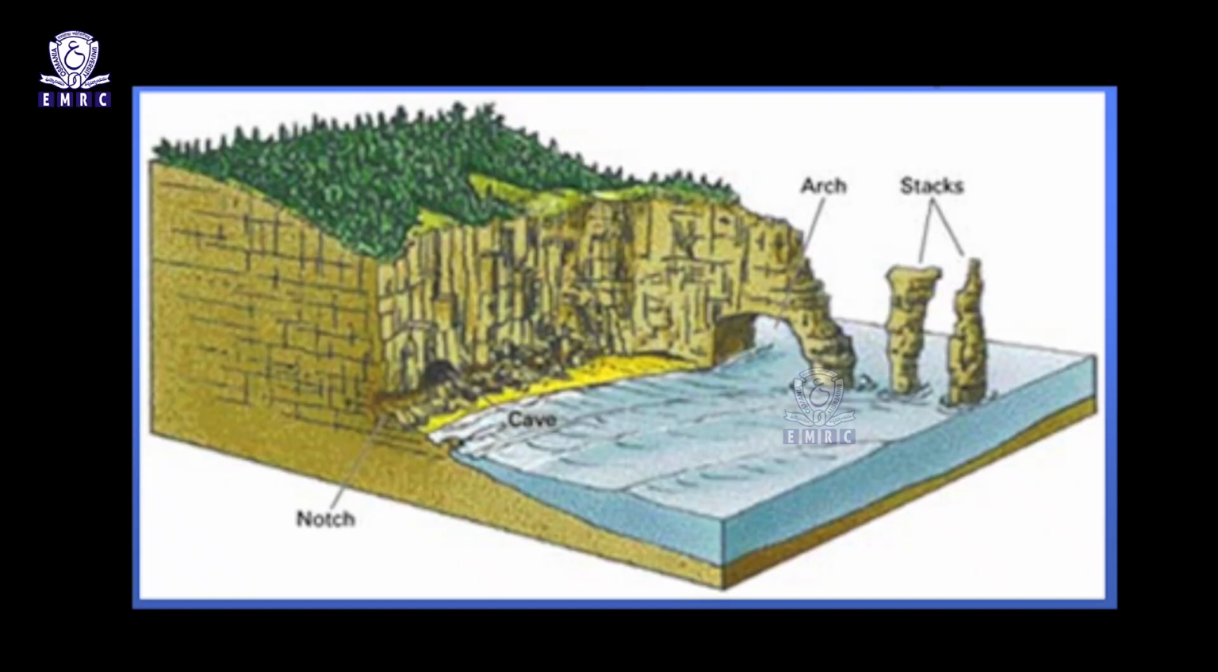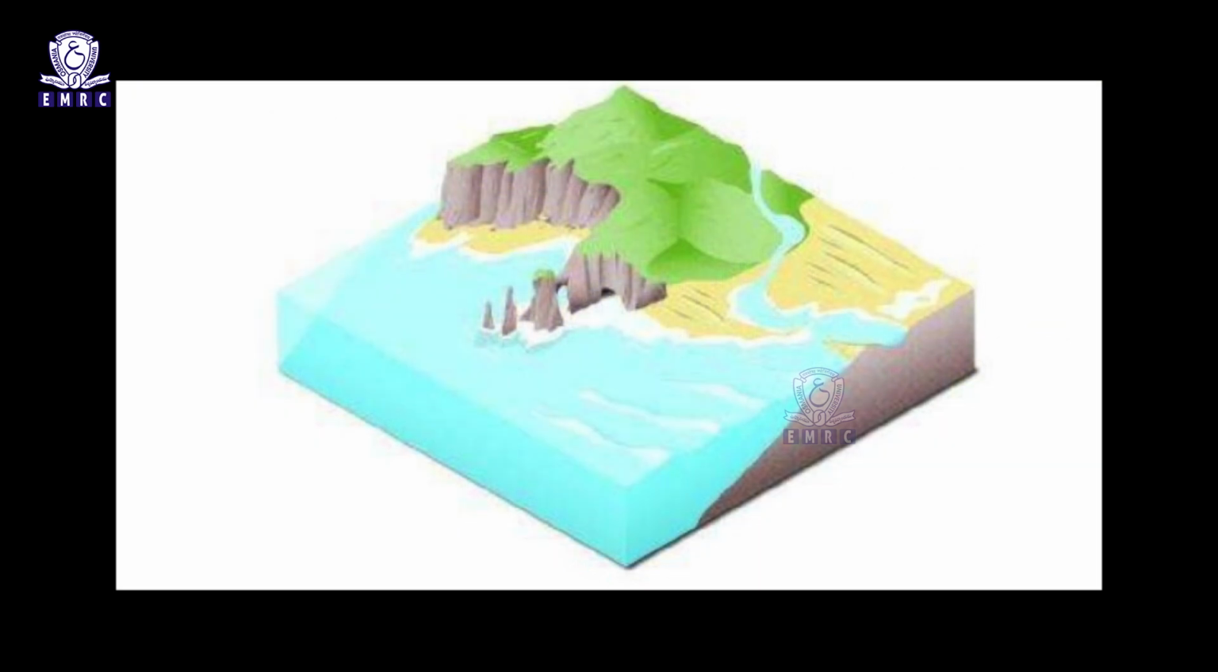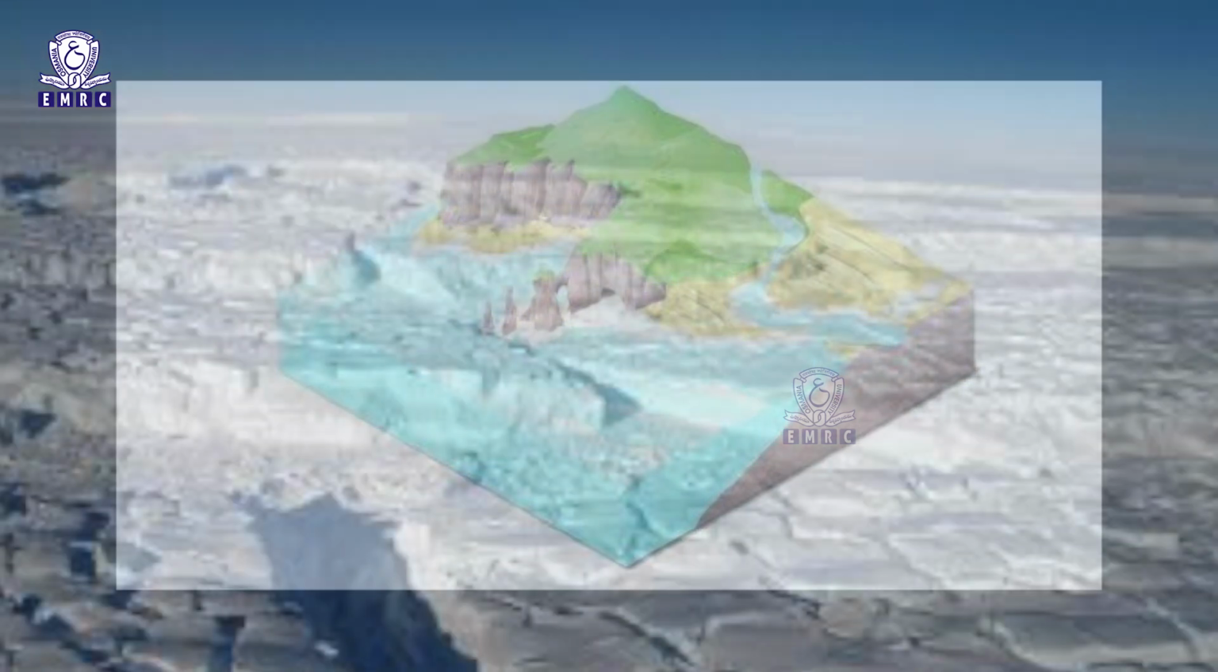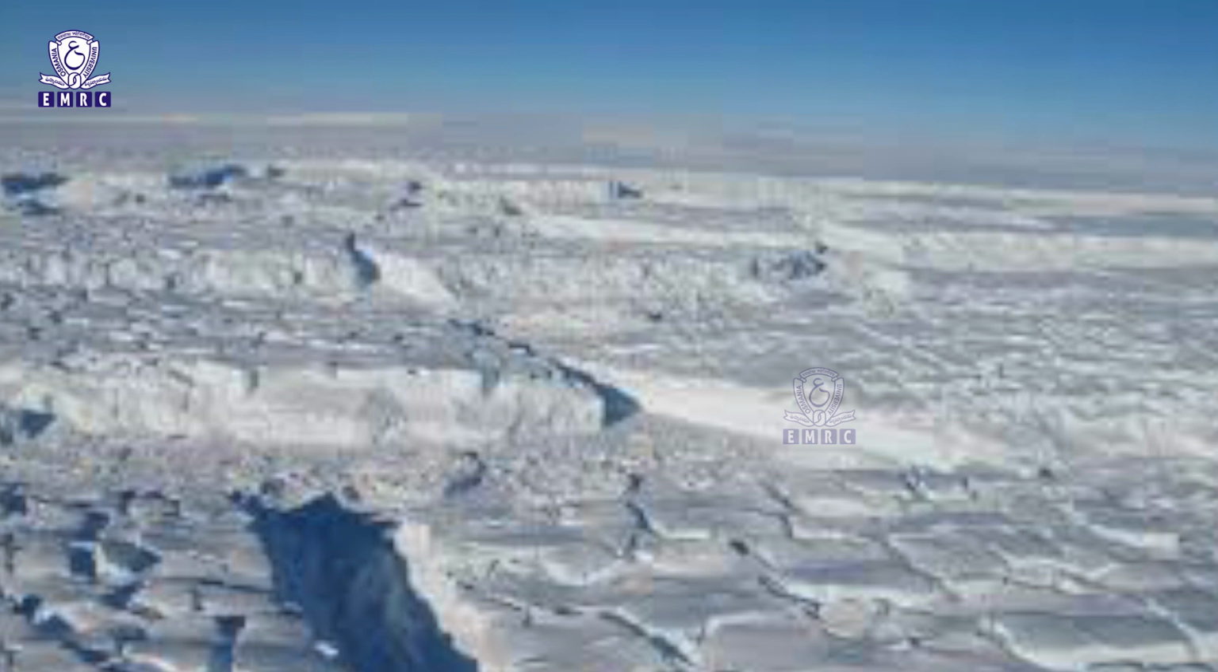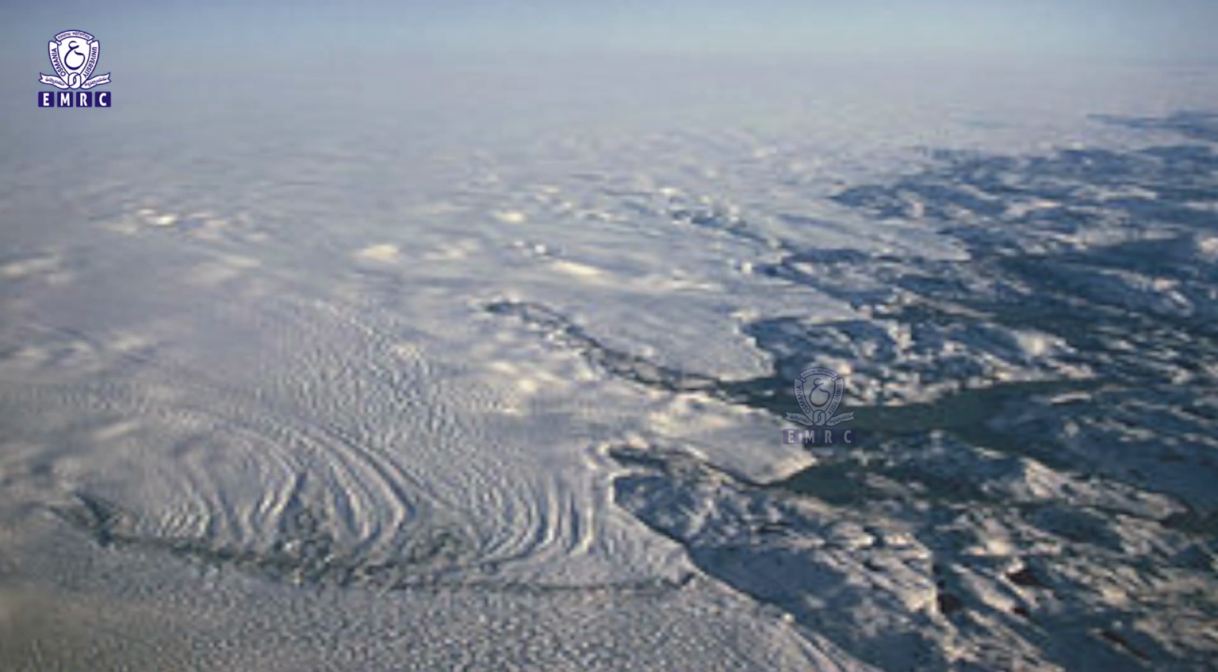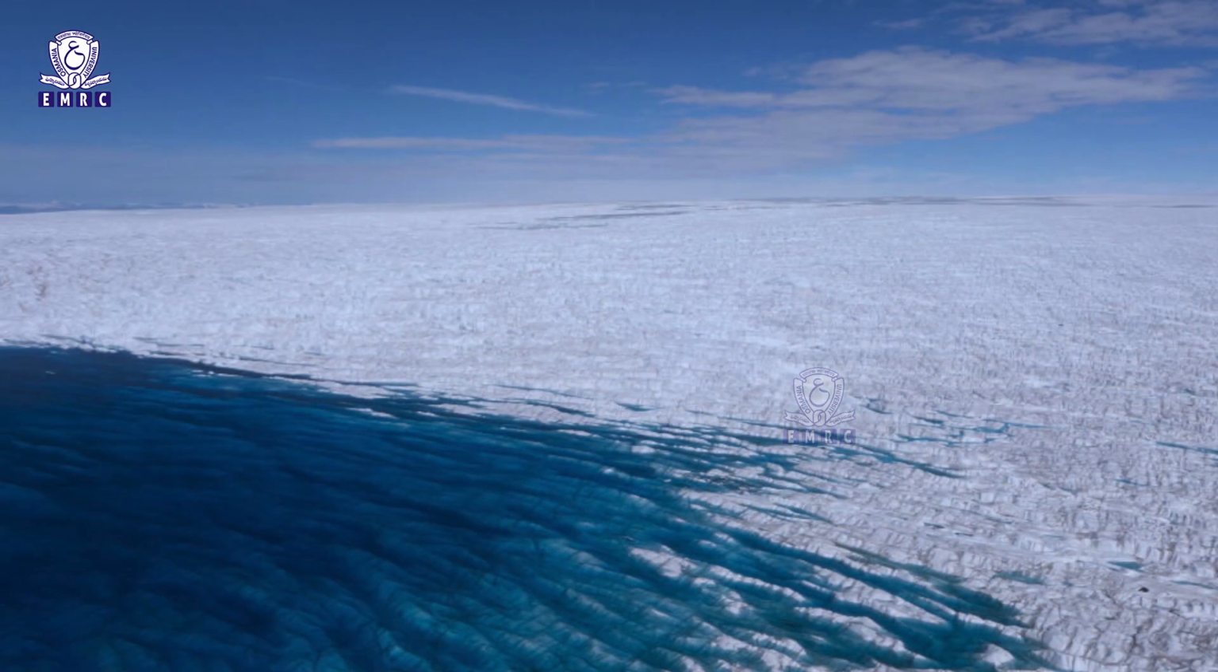Now let us see what exactly is the shoreline of emergence. When the coast rises in comparison with the sea level, or when the sea level falls as compared to the coast, shorelines of emergence are produced. It's mainly due to the formation of continental ice sheets. A huge amount of ocean water is consumed in the formation of continental ice sheets, causing a fall in the sea level.